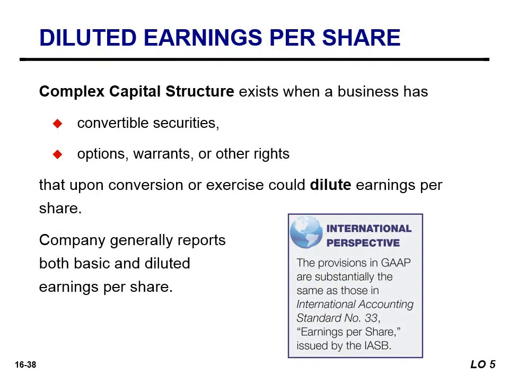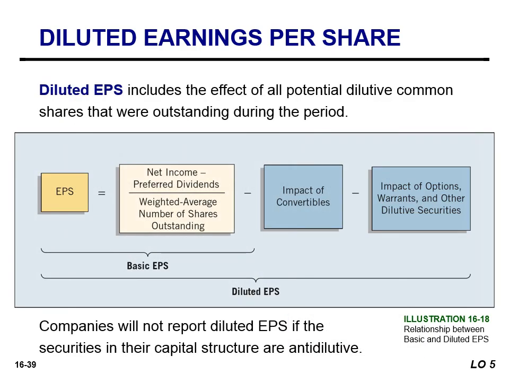Okay, as I mentioned previously, the complex capital structure results when the organization has something that is possibly dilutive. These things could be converted into common stock: convertible securities, stock options, stock warrants, other rights, whatever. These are any single thing that upon conversion or exercise could dilute, or make smaller, the earnings per share. And you have to report both on your financial statements.